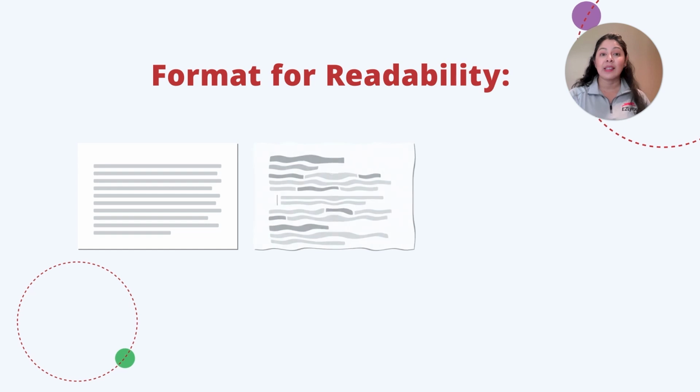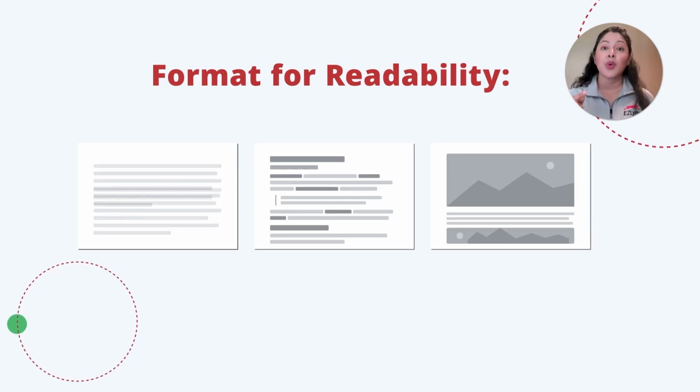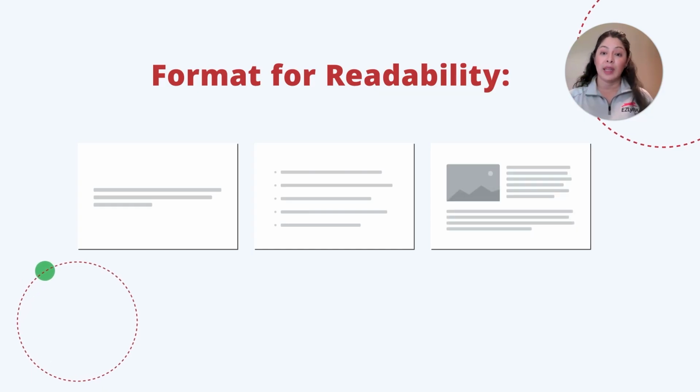Long blocks of text, heavy formatting, and oversized images can also work against you. Most clients skim emails on their phones, and providers notice when messages are difficult to load or read. Remember these best practices. Keep paragraphs short and scannable. Use bullet points to break up information. Size images with mobile loading in mind.